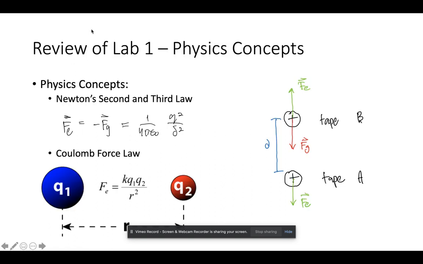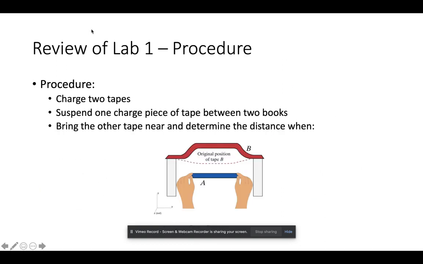Just to review some of the main concepts from Lab 1, we are using Newton's second and third law. Newton's second law helps us find the force of gravity, which is mass times acceleration. And Newton's third law dictates that it is equal to the electric force, which can be seen on the right when you see tape B has two forces acting upon it, and they're equal but opposite when in equilibrium. We're also going to use the Coulomb force, which governs the interactions between two point charges.